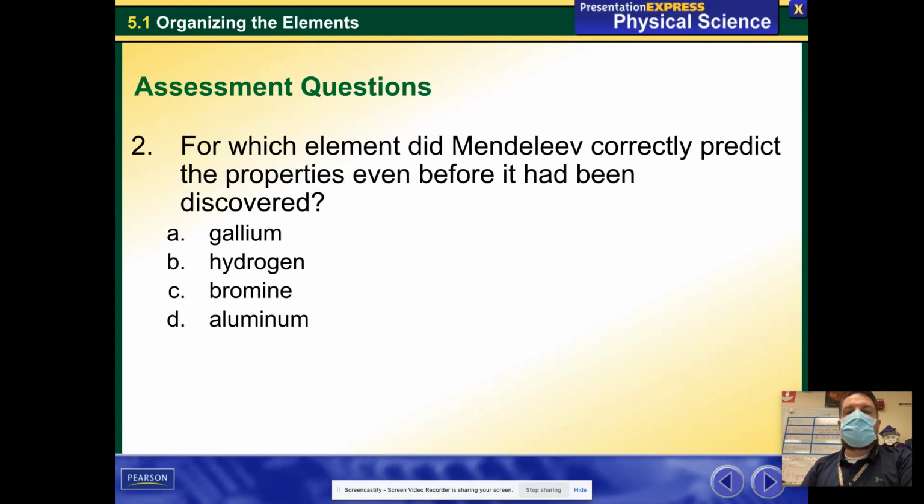Which element did Mendeleev correctly predict the properties of even before it was discovered? Gallium, right? So he was just basing it on the chemical properties. It probably doesn't make sense now, but it has to do with the number of protons and the number of electrons and how many electrons are in the outer ring. So he said, look, I don't know what goes in this space, but it should do these things, okay? And that's it.